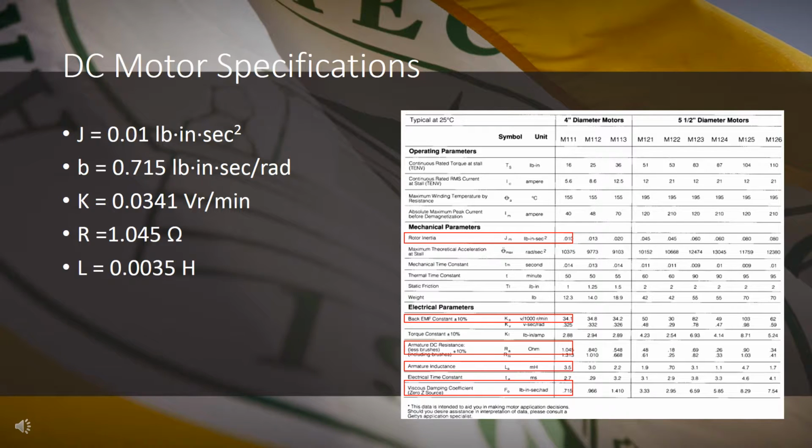All motor specifications were obtained from Elwood Motors specification sheets for the M111 4 inches diameter DC motor. With a rotor inertia, J, of 0.01 pounds-inches seconds squared. A viscous damping coefficient, B, of 0.715 pounds-inches seconds per radian. A back EMF constant, K, of 0.0341 rotations per minute per volt. Armature resistance, R, of 1.045 ohms. And an armature inductance, L, of 0.0035 henries.